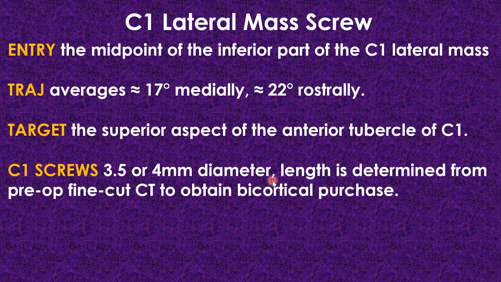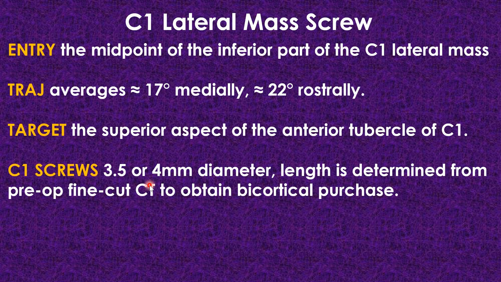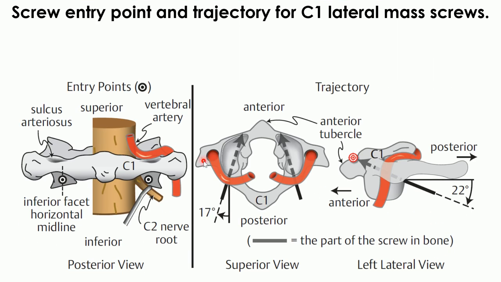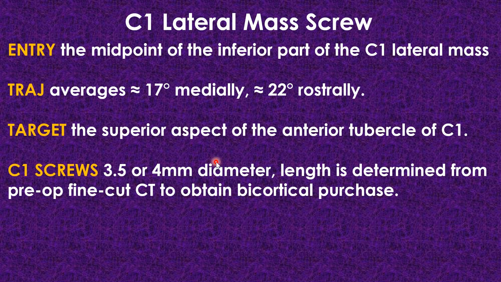And the lateral mass screw of C1, the entry point is the midpoint of the inferior part of the C1 lateral mass, and the trajectory is directed 17 degrees medially and 22 degrees vertically. The target is the superior aspect of the anterior tubercle of C1. Also, the diameter is 3.5 millimeters.